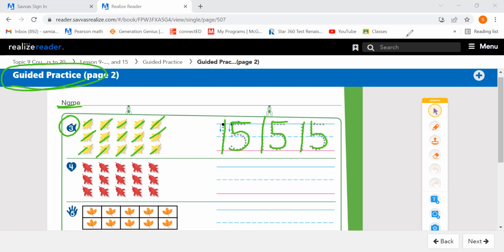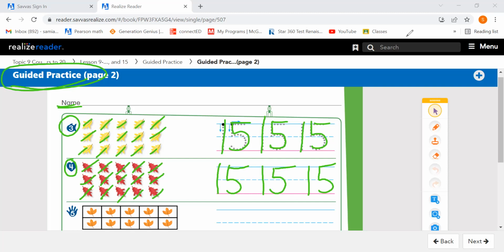Practice writing 15. Let's look at problem number 4. Let's count the leaves. 1, 2, 3, 4, 5, 6, 7, 8, 9, 10, 11, 12, 13, 14, 15. We are going to write 15. Let's practice writing 15 3 times. Always start from the top and go down.